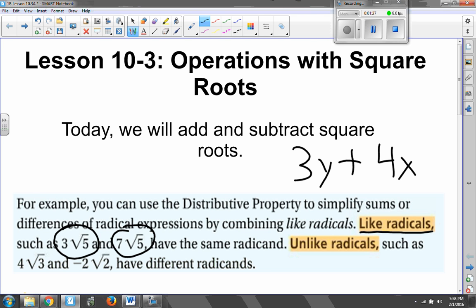You can add those and subtract those together just like you can if both of those have an x on them. Okay, 3x and 4x. If, however, you have two radical expressions, one that says 4 square roots of 3, the other being negative 2 square roots of 2, notice that the 3 and the 2 under the square root are not the same number. Therefore, those are unlike radicals. They are not alike, and therefore, you cannot add them or subtract them.